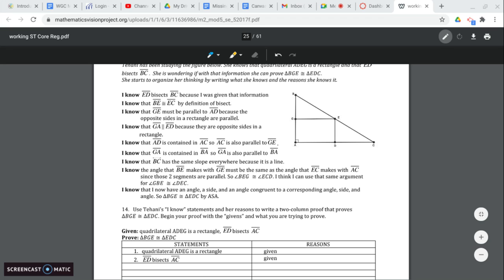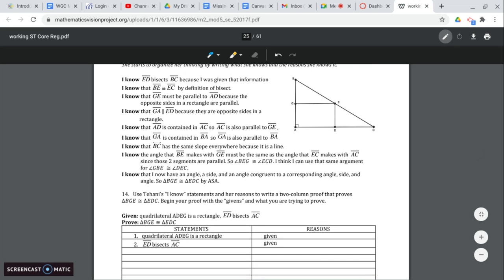Obviously, she's got lots of information that she knows from this with her reasonings. It's just not very organized. So what we're going to do is use the I know statements and her reasons to write a 2-column proof that proves that triangle BGE is congruent to triangle EDC. So we begin our proof with the givens. We're always going to begin our proof with givens. So whatever's given to you, that's always what you start with in a proof. So those are already done for us.